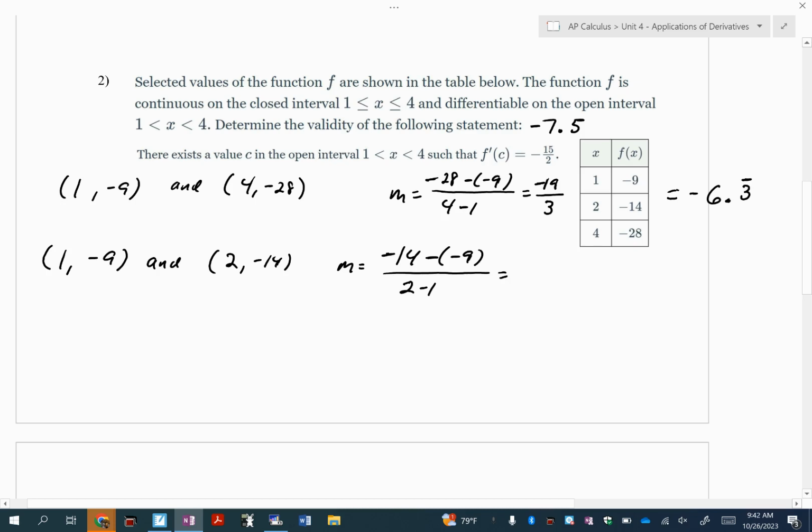Okay. Negative 14 minus a negative 9. Negative 5 over, what's 2 minus 1? 1. So this is negative 5. Now, when we did this in number 3, at this step, it matched, right? At this step, it matched.